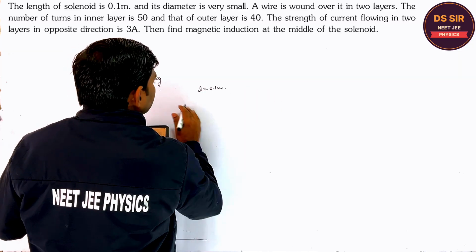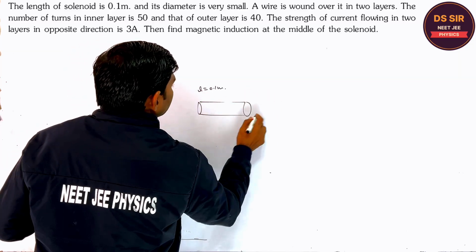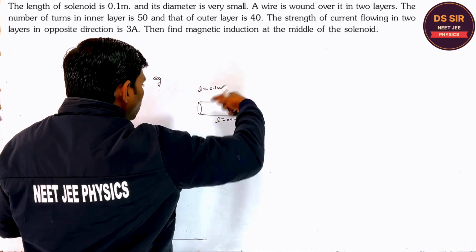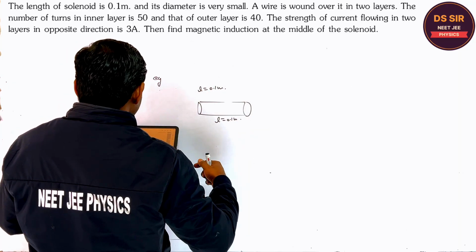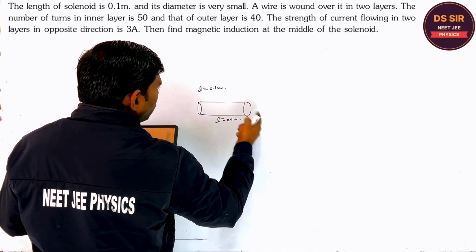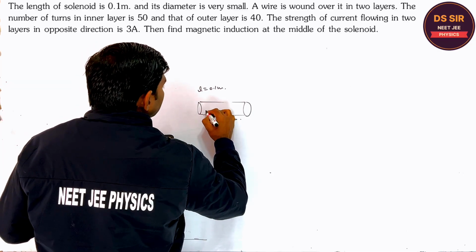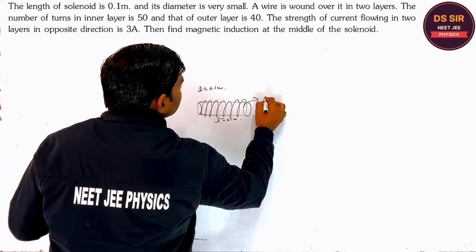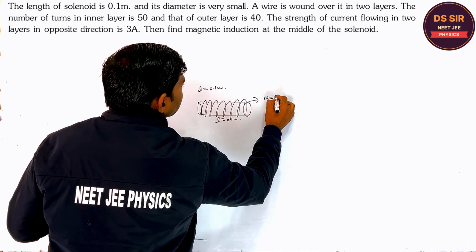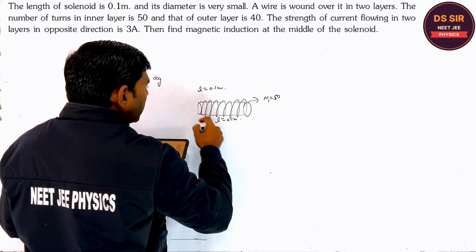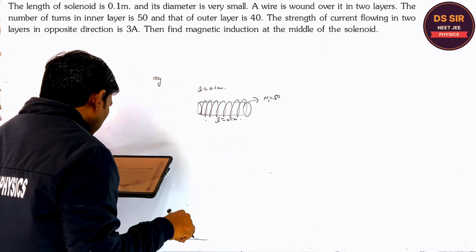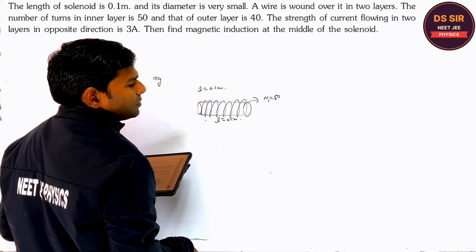Suppose this is the length, so I am making it like this. This is the length 0.1 meter. A wire is wound over in 2 layers. The number of turns in the inner layer is 50 and in the outer layer is 40. Suppose this is the inner layer, so the number of turns is, say, 50. And the outer layer is, say, 40. And the current flows in the 2 layers in opposite directions.